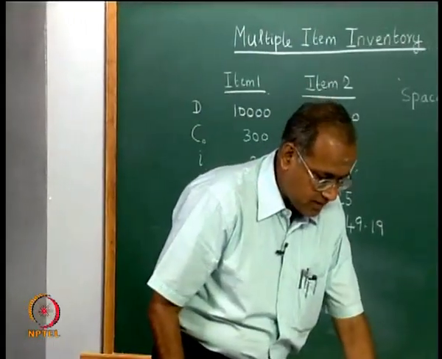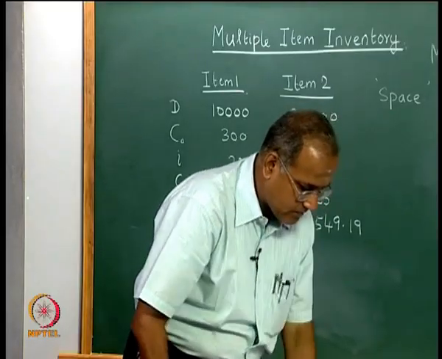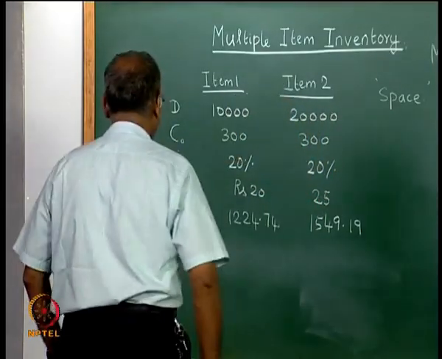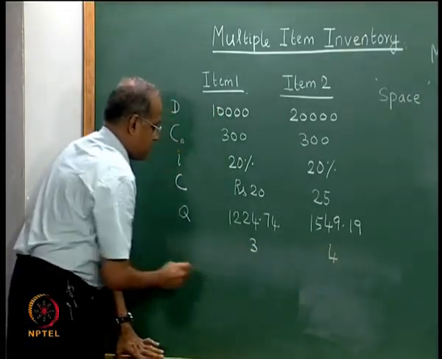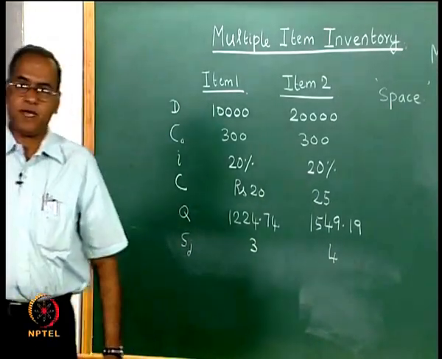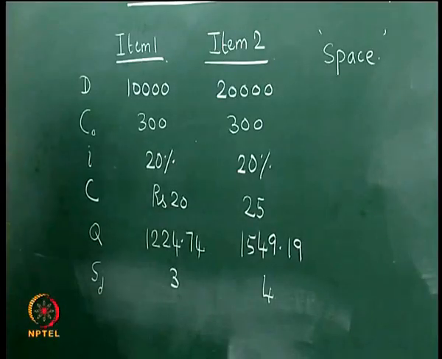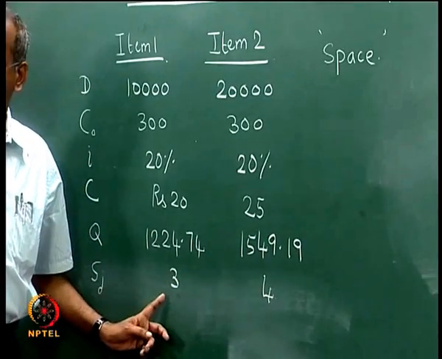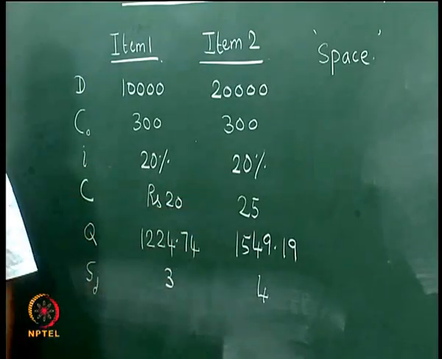Now let us assume that the space required are 3 and 4 respectively. Let me call this Sj, which is the space required to store a unit of this item, and this is the space required to store a unit of the other item. Let us assume these are in, say, cubic feet, so this requires a space of 3 and this requires a space of 4.